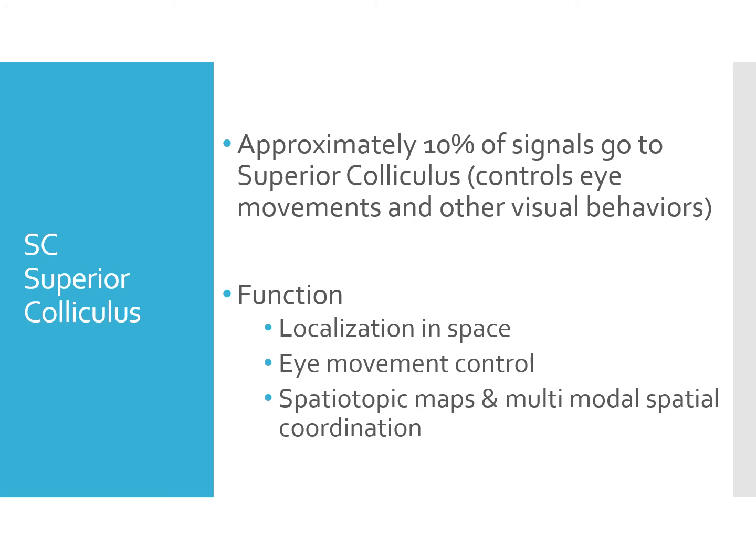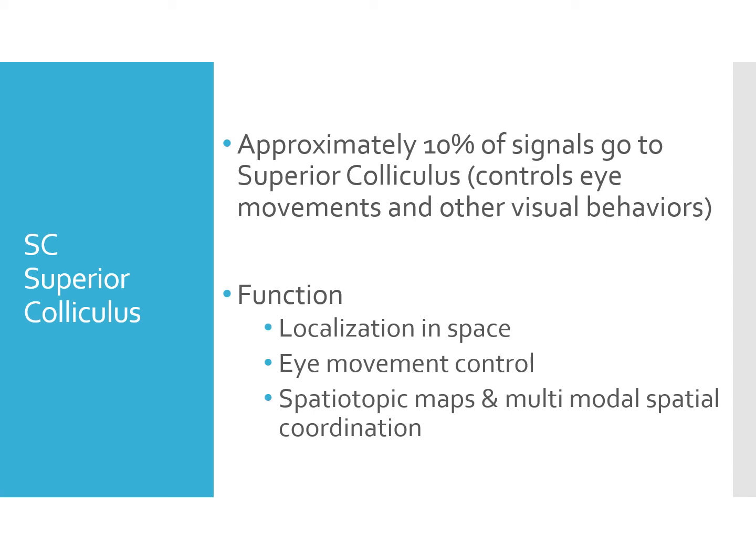Okay, and the superior colliculus, as you remember in the tectum, receives approximately 10% of the signals, and it is controlling eye movements and other visual behaviors. So its function is to localize things in space and use that for eye movement control, but it's also receiving information from multiple modalities. If we hear some kind of noise, we're going to want to move our eyes there. If we hear a noise, feel a touch, see something move, and all of that's happening together, we're going to definitely want to move our eyes, even more strongly, there. So it has these spatiotopic maps, and also it allows for multimodal spatial coordination.